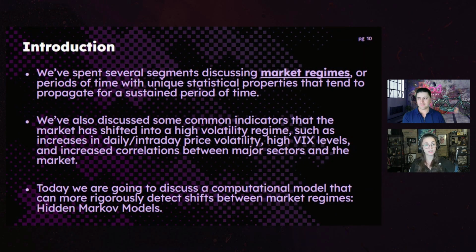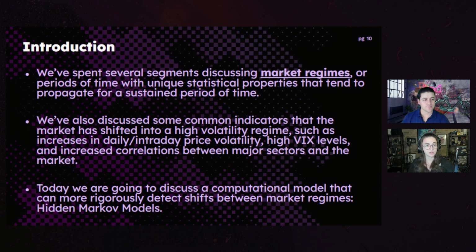Let's get into it. So like I said, we've spent several segments discussing this idea of market regimes, or periods that have their own unique statistical properties that tend to propagate for a sustained period of time. And we've also talked about some common indicators that may show that the market has shifted regimes, specifically into a high volatility regime. Those high volatility regimes, like the COVID crash, 2008 housing crisis, dot-com bubble, are kind of the easiest to spot, moving into those very rare, very extreme volatility conditions.